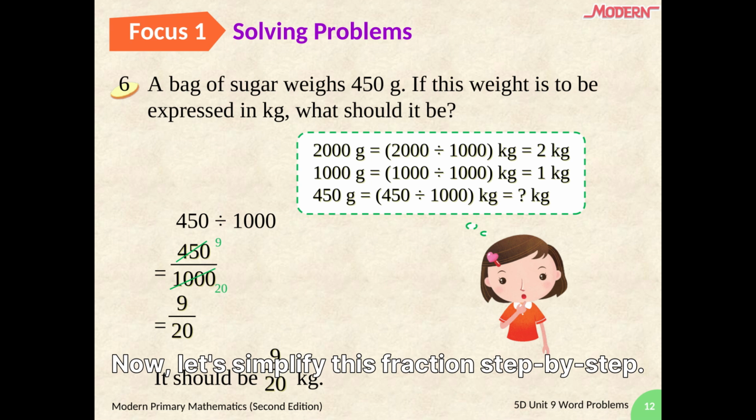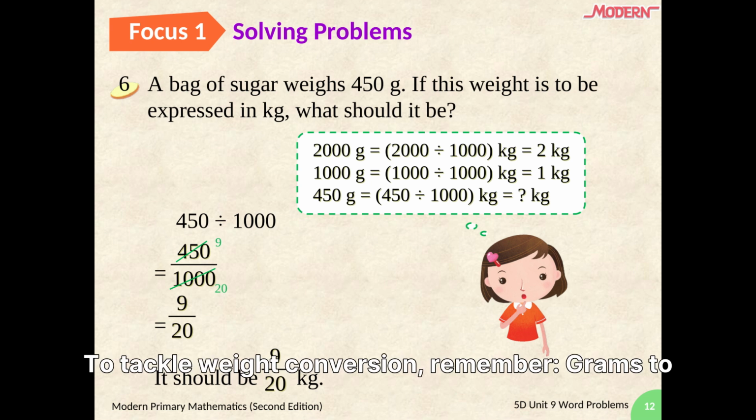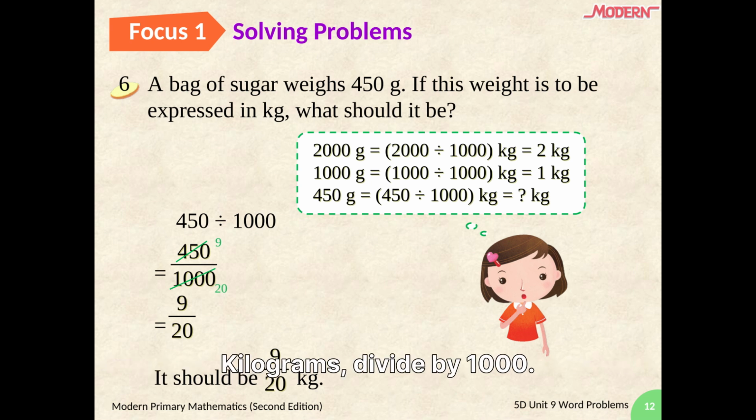Now let's simplify this fraction step by step. Know how? First, cancel the zeros. That's 45 over 100. Both are divisible by 5. 45 becomes 9, and 100 becomes 20. 9/20 kg. To tackle weight conversion, remember, grams to kilograms divide by 1,000. It's that simple. Keep this rule in your heart.